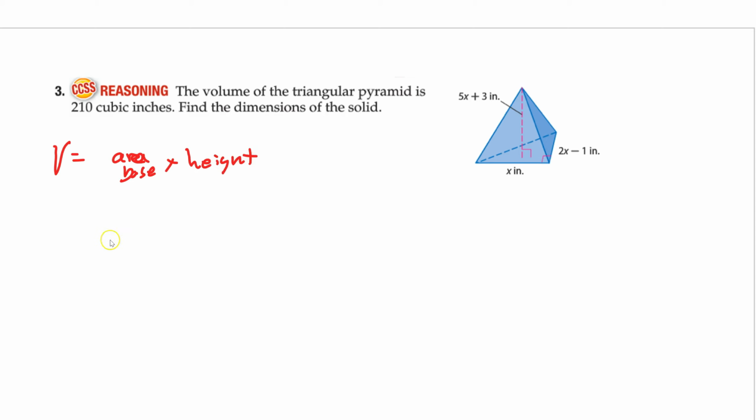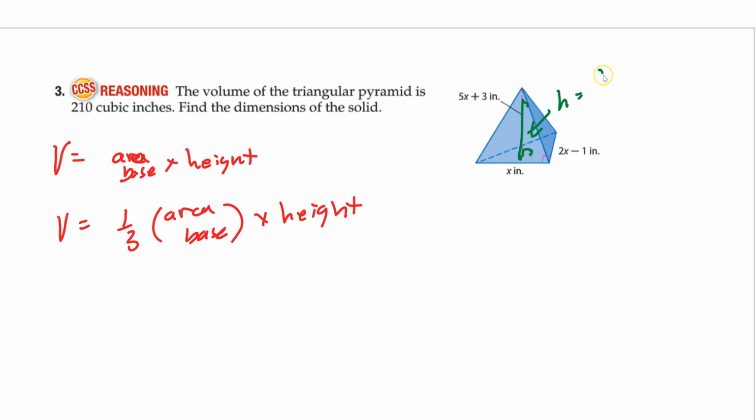Except if it's pointy. If I could stab somebody, like this one right here, like a pointy pyramid, like pyramids and cones, then it's 1/3 area of the base times height. So that's the formula we're going to use here. 1/3 area of the base times the height. Now, let's look at this problem. The height's always the thing with the right angle. So that is the height. My height's going to be 5x plus 3.